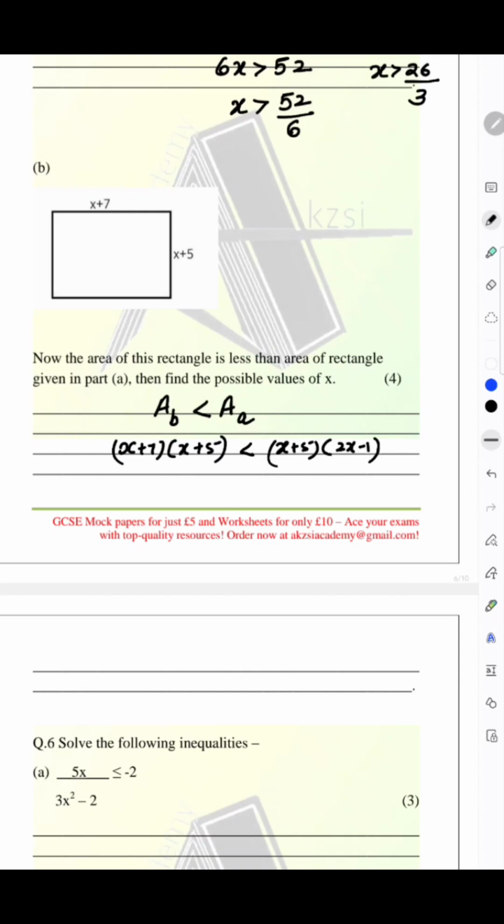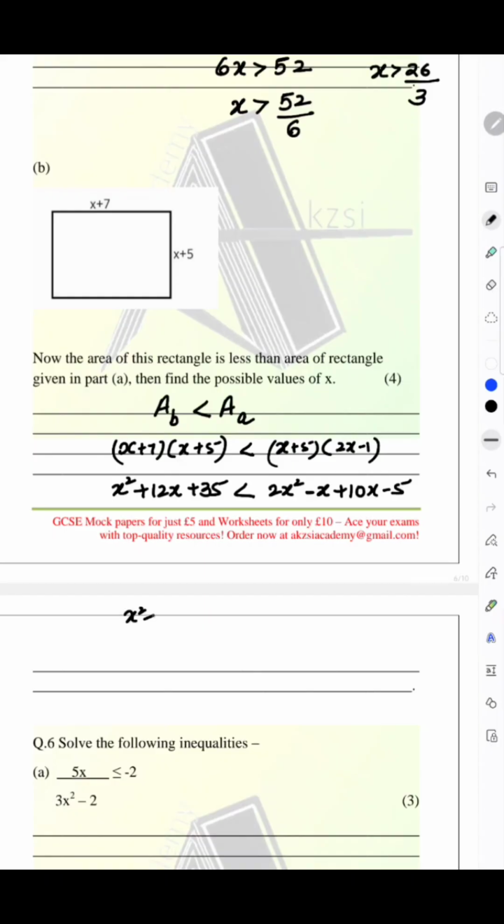Now we just need to expand because we have to find all the possible values of x. So ultimately we have to solve this inequality. Expanding this one, we will get x squared plus 12x plus 35 less than, and this one will be x times 2x squared minus x plus 10x minus 5. We all know how to expand the brackets, and if you don't know, I have explained that in the previous videos as well, so you can go there and understand that.